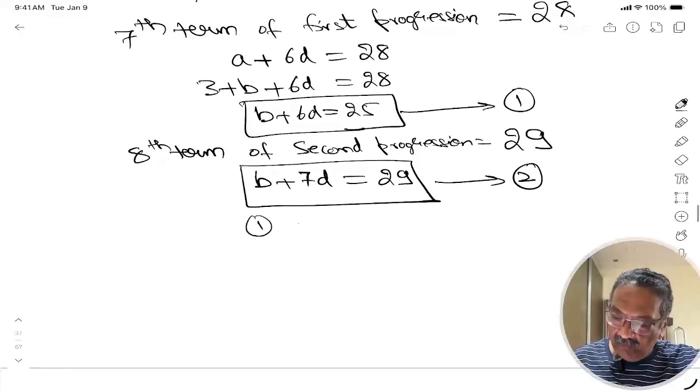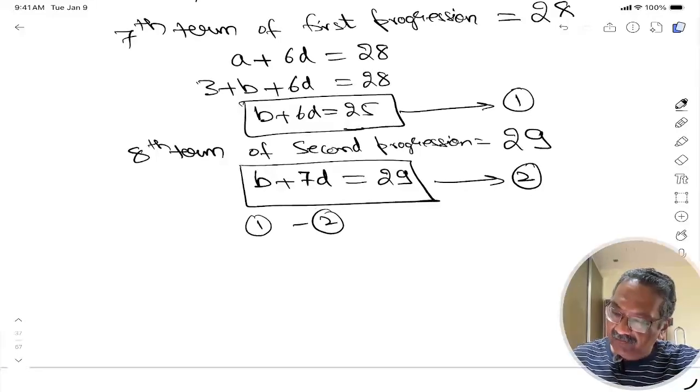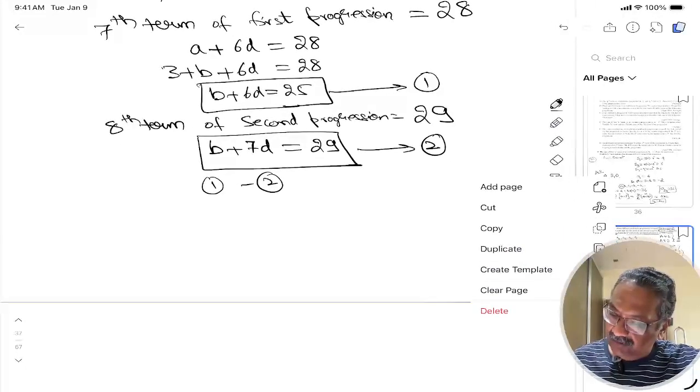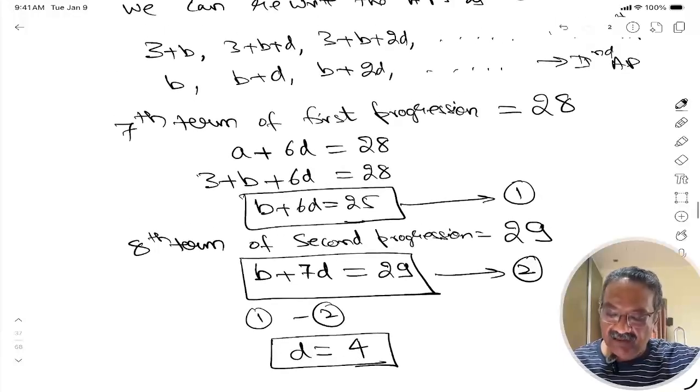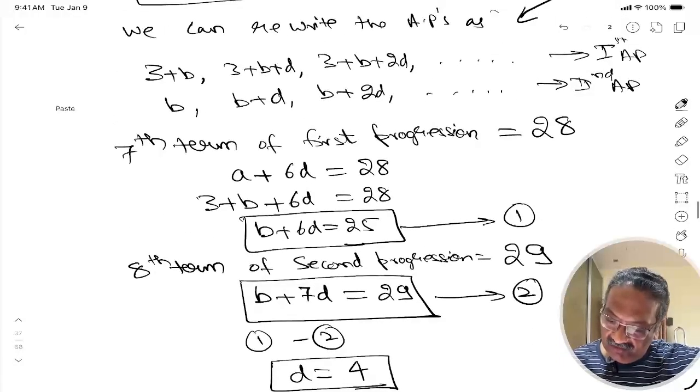So if we do 1 minus 2, what do we get? B cancels, and we get D is equal to 4. So we got the common difference, D is equal to 4.